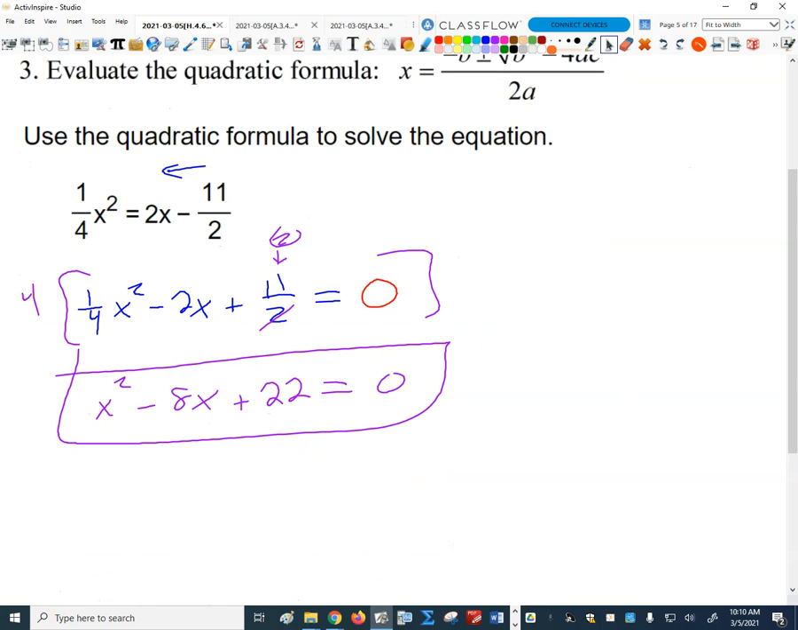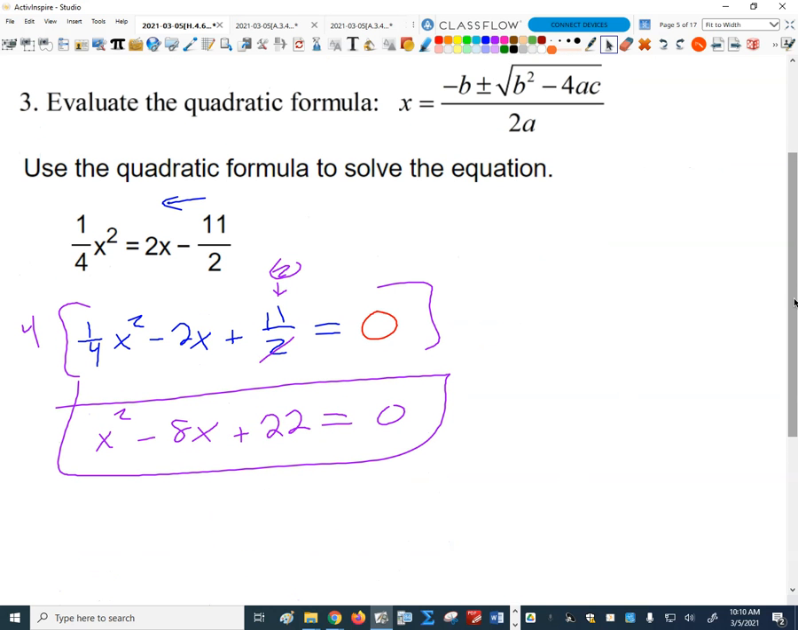We were looking at an example here. We pushed everything to one side and made things more convenient by clearing the fractions. We distributed a 4 through. All we have yet to do is evaluate the quadratic formula to get our solutions. So what does that give us? If we plug in the values of a, b, and c. What are the values of a, b, and c here? A is 1, everybody agree? B is -8. C is 22, right?